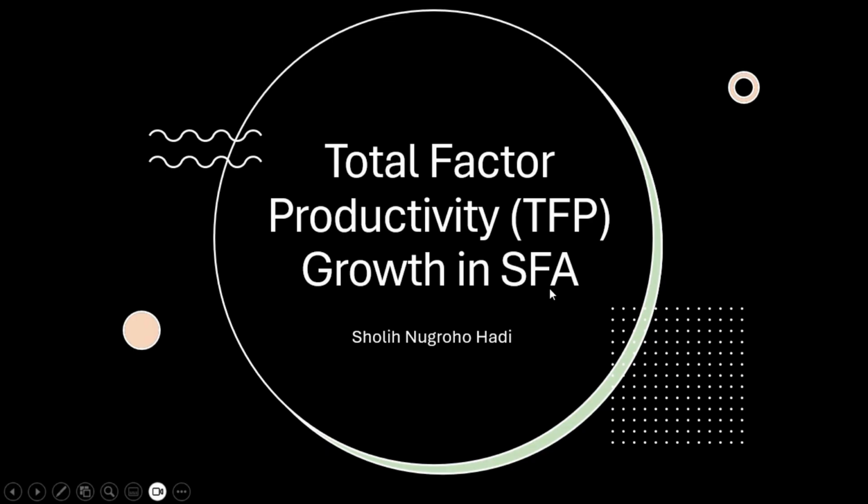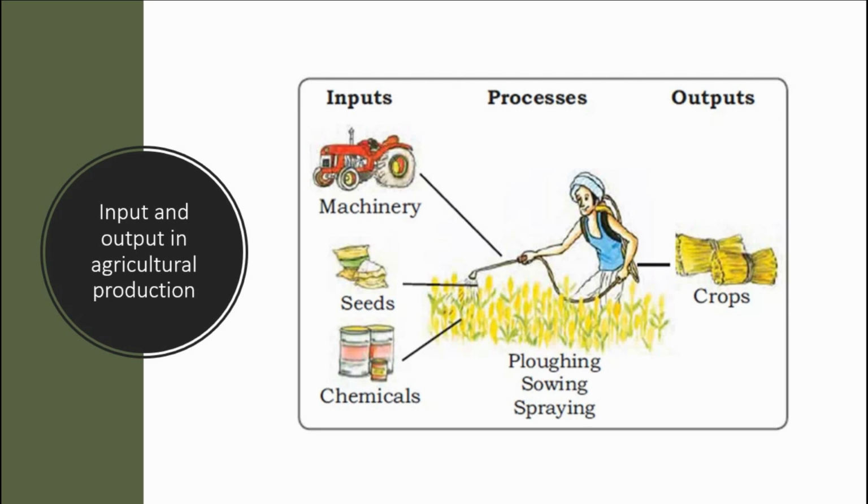Hello everyone. Today I would like to discuss the total factor productivity growth in SFA. There are some inputs and outputs in agriculture. For example, inputs consist of machinery, seeds, chemicals, and so on. Then this is the process on the farm, and this is the output. Output can be in the form of rice, corn, and so on.